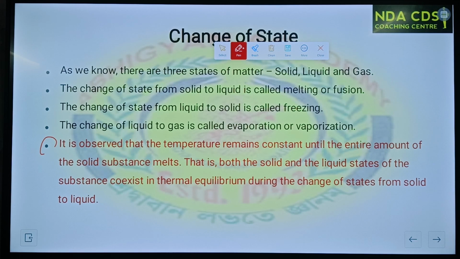Melting point, freezing, melting, freezing, evaporation. Write it on your own. You know it only, so I won't be playing on that much. Okay, write quickly.